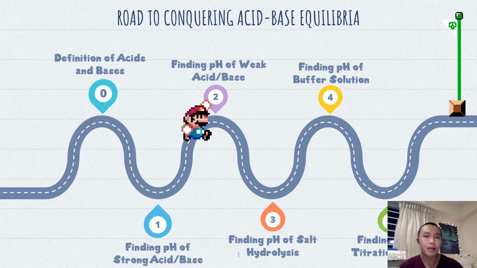For those who have been keeping up with us, we have already gone through the three definitions of acids and bases in level 0. And also in level 1, we have already found a way to calculate the pH of strong acids and bases, as well as calculating the pH of weak acids and bases in level 2. So for those who have yet to watch these videos, you can feel free to click the link on top in the right hand corner right now.